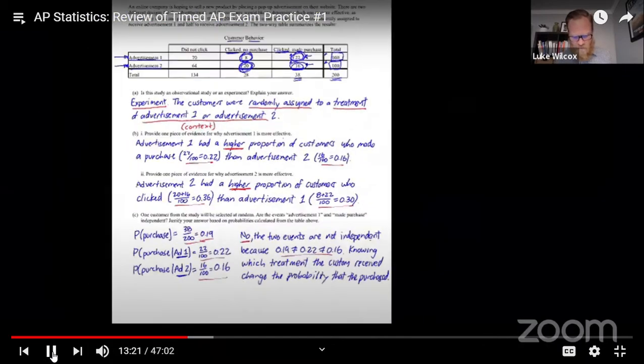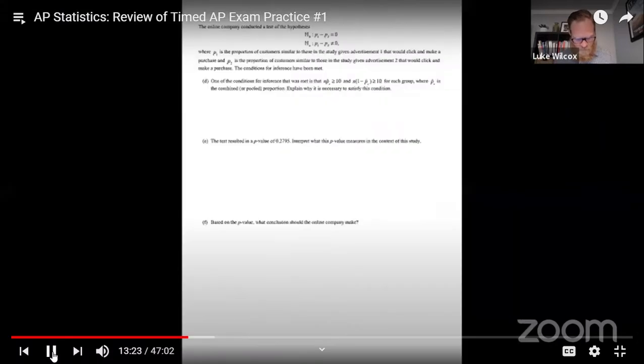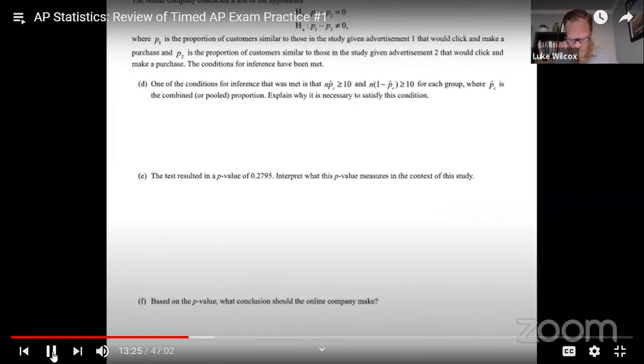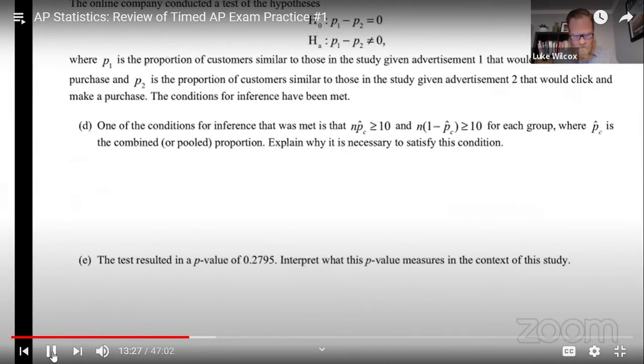Okay, let's move on to page 2 for this question here. We've got a little bit of setup for this one. So here's what it says.